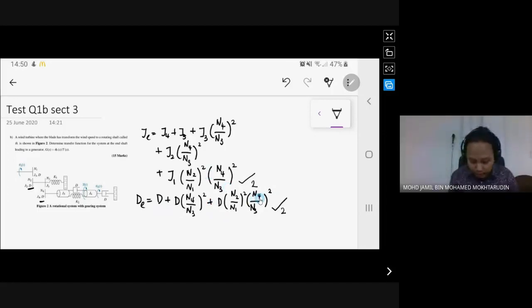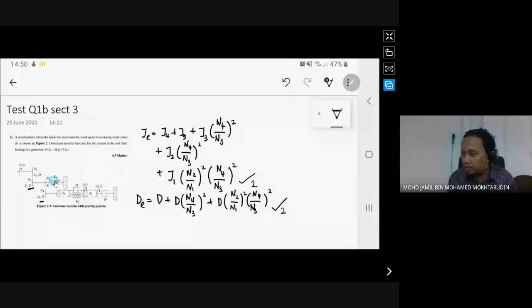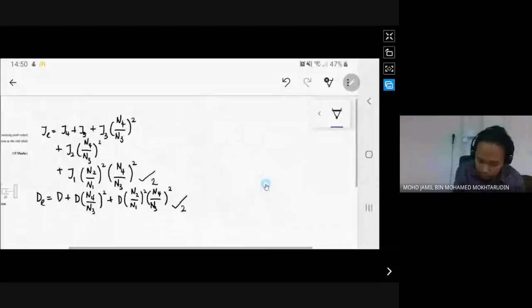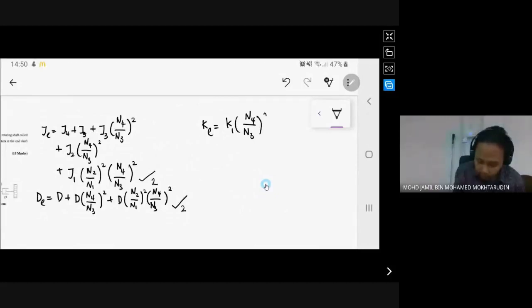Alright, so lastly is your spring. So the spring here you must transfer the impedance, okay? So this spring you must multiply with gear ratio N4 over N3 to bring it to this section. So for the spring, KE equals K1 times N4 over N3 square. So this is also 2 marks, okay?